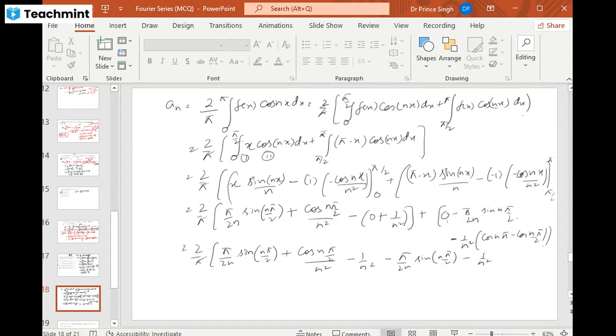Minus 1 upon n square into minus 1 raised to power n, because cos n pi is minus 1 raised to power n. And minus minus plus 1 upon n square cos n pi by 2. So sine and sine terms get cancelled out. So this is equal to 2 upon pi, 2 times cos n pi by 2 upon n square, and minus 1 upon n square common, minus 1 raised to power n, plus 1 upon n square, right?